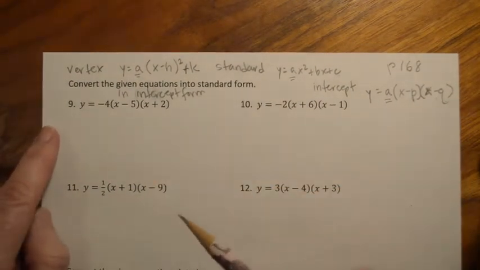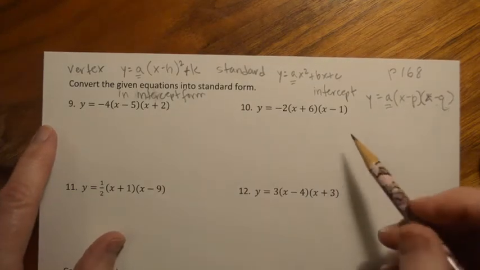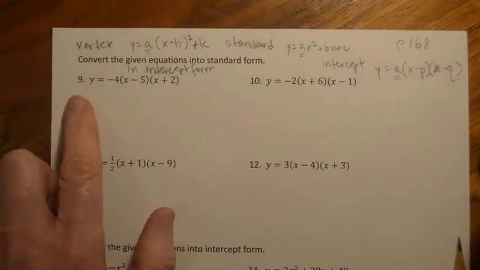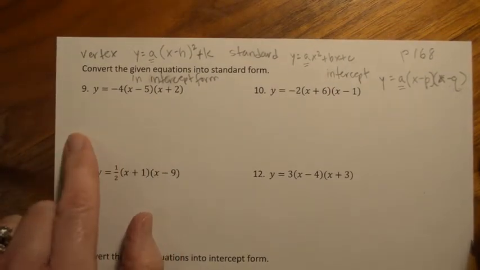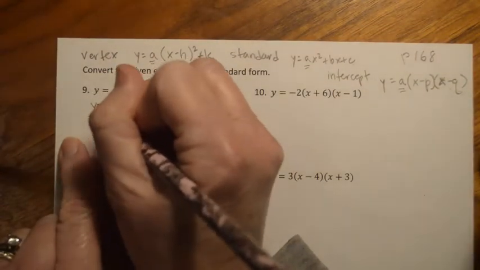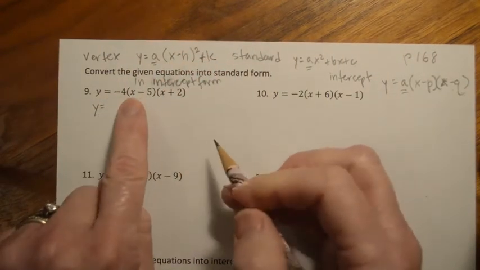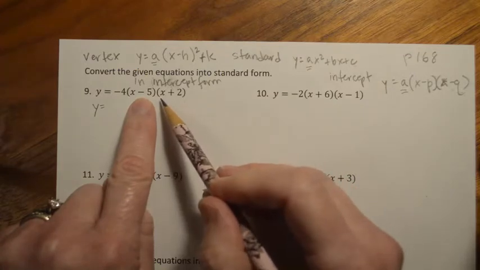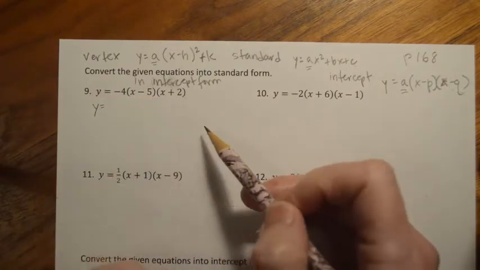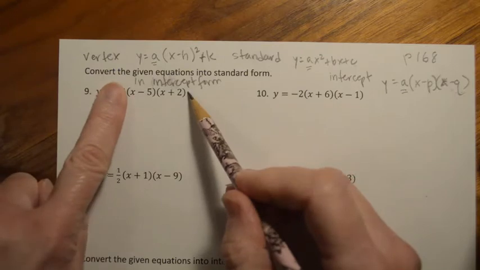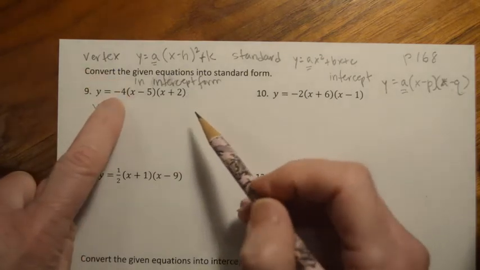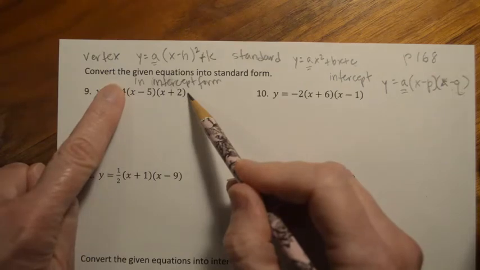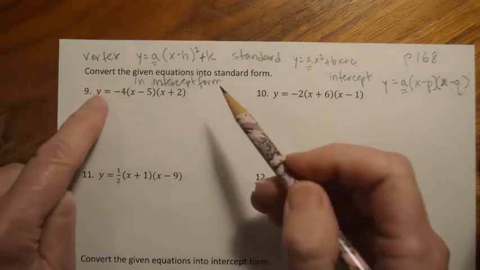In this section, I'm going to do 9 and 11, and then you, for homework, are going to do 10 and 12 on your own. It's asking us here to get rid of the parentheses. You have 2 options here. You could distribute the -4 first to the first parentheses and then multiply that binomial by (x plus 2), or you could do these 2 first and then distribute the -4. I'm going to choose to multiply these 2 together first and then multiply by -4.